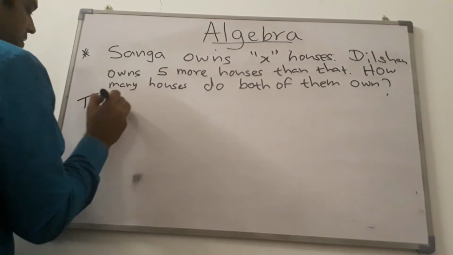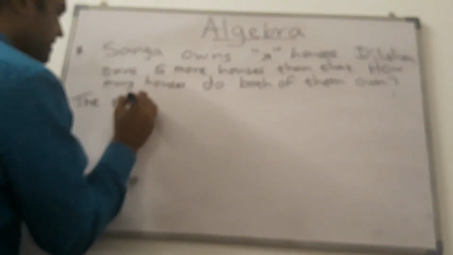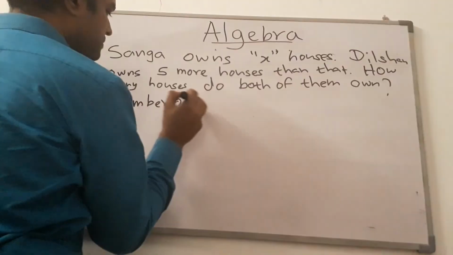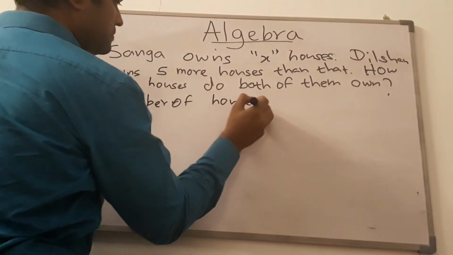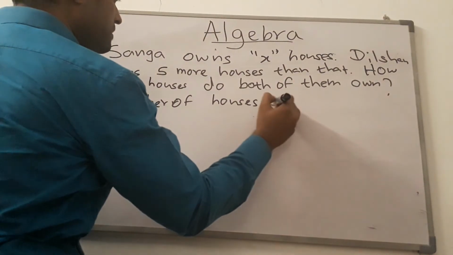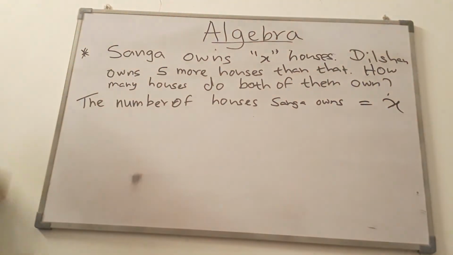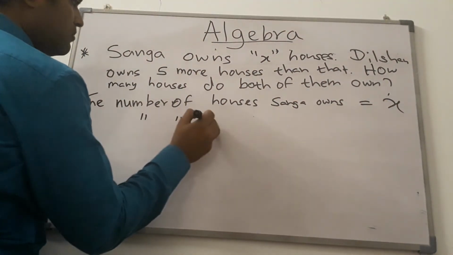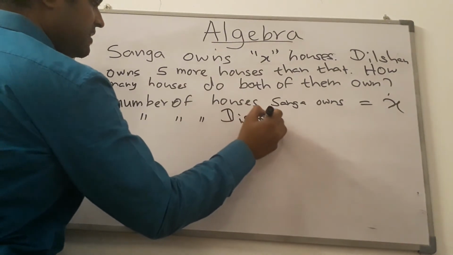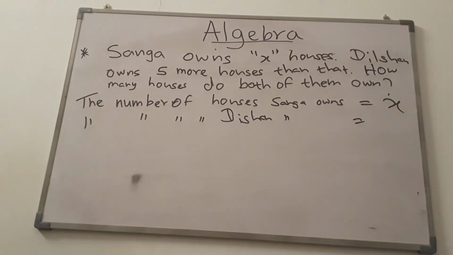The number of houses Sangha owns is equal to x. Same as the number of houses Dilshan owns, what does it mean? Sangha owns x houses. Dilshan owns 5 more than that, 5 more than x. Dilshan owns 5 more than that of Sangha's.